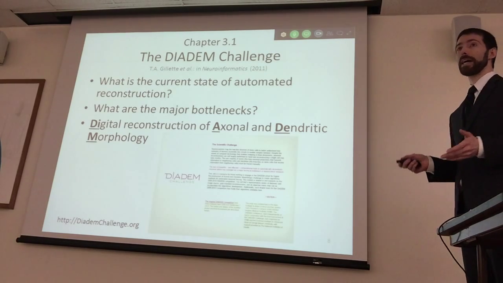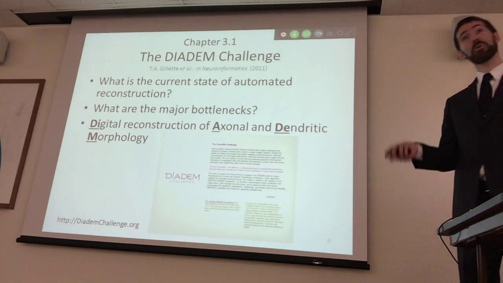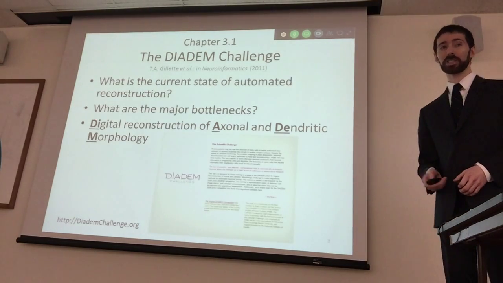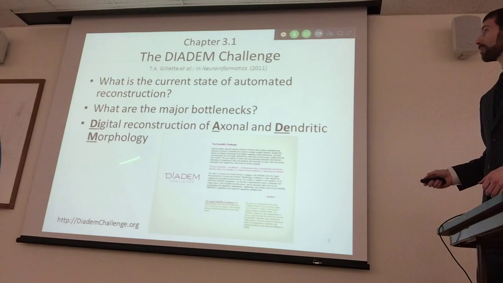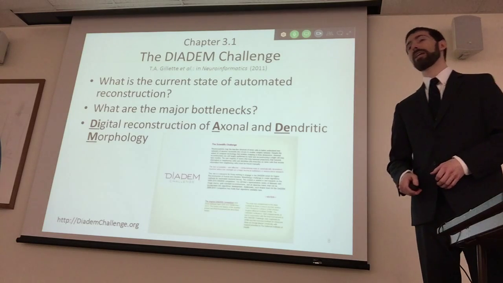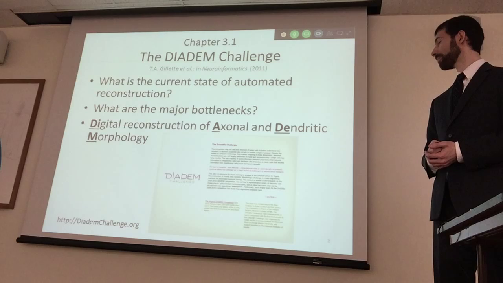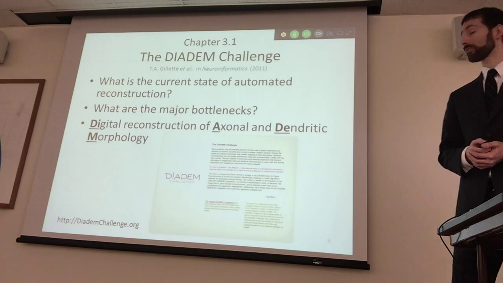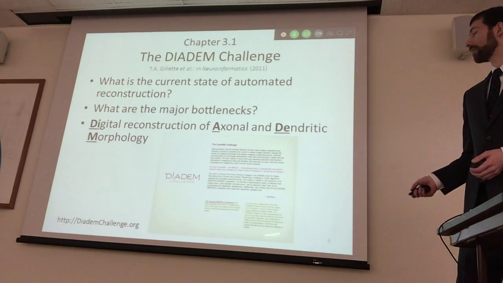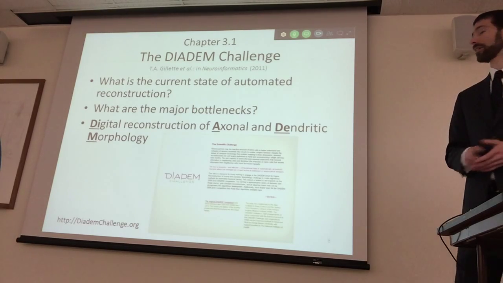So we had an opportunity to actually test this. And the other main question, of course, is what are the major bottlenecks? Because if we know that, we can really make some more significant steps forward. So we held what was called the DIADEM Challenge, the digital reconstruction of axonal and dendritic morphology, had a competition, had a conference, and found out quite a fair deal, and that's really helped push the field forward. We have a website that can be seen that has a recounting of all of that process.